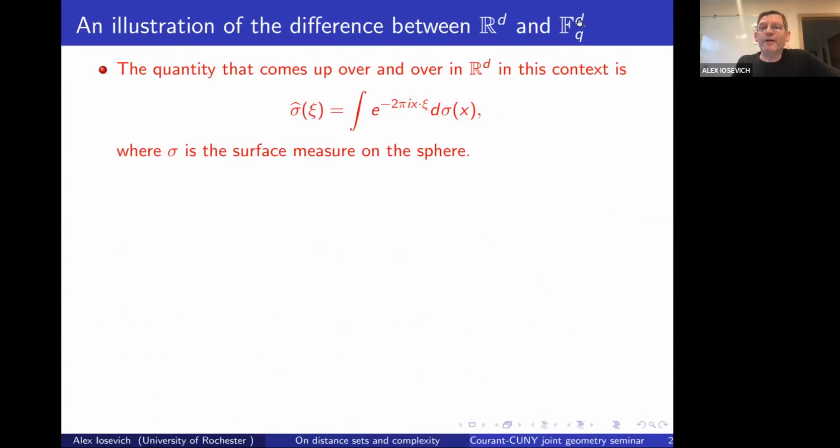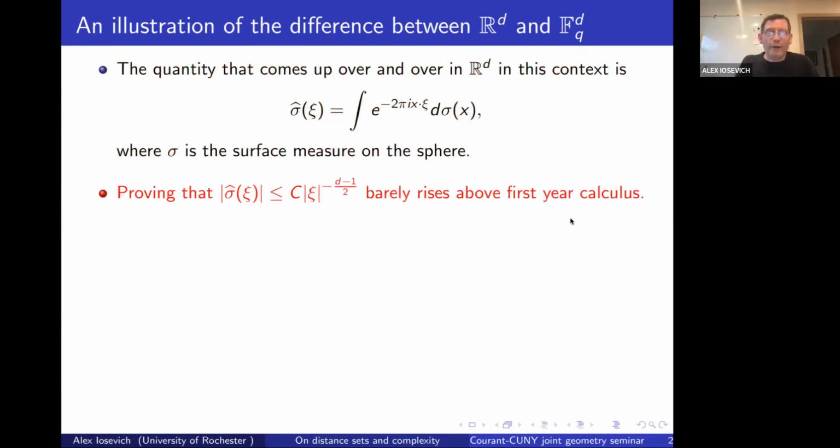Let me just give you a very quick and very superficial illustration of how the finite field techniques, not the problem that I've already discussed, are different in a finite field and Euclidean setting. So the quantity that comes up over and over is the Fourier transform of the measure on the sphere. Okay, and proving pointwise bounds for this Fourier transform, in view of radiality, really hardly rises above first-year calculus, and this is really not an exaggeration.